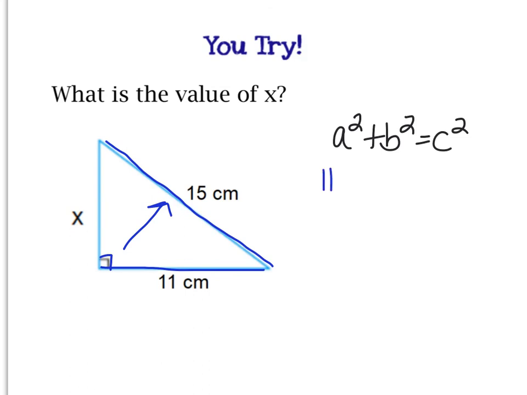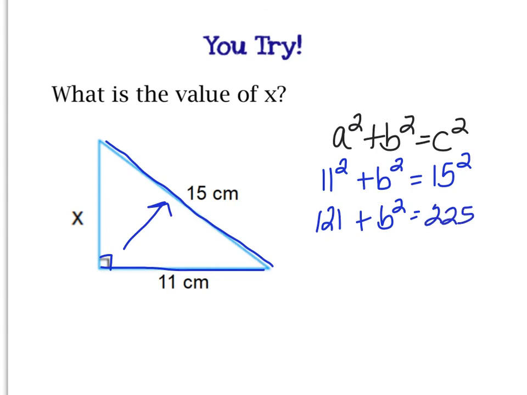So I'm going to plug in 11 for a plus b squared. I don't know my other leg. And I know my hypotenuse, my c, is 15. 11 squared is 121 plus b squared equals 225.